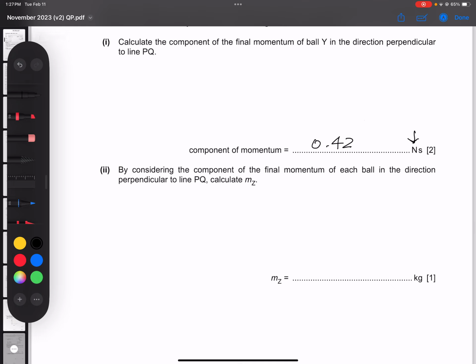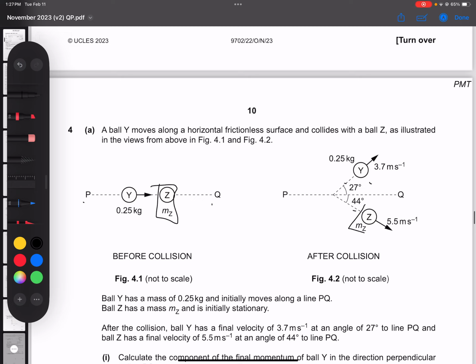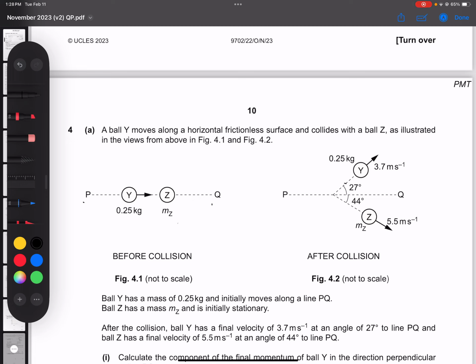So by considering the component of the final momentum of each ball in the direction perpendicular to line PQ, calculate the mass. So the mass of Z isn't given, right? It's not given and we need to find it. How do we do this? First, momentum before is equal to the momentum after. This was a terrible notation, don't remember B equals A. But the momentum before is equal to the momentum after. But they all need to be in the same direction. For example, the sum of vertical momentums before will equal the sum of vertical momentums after.